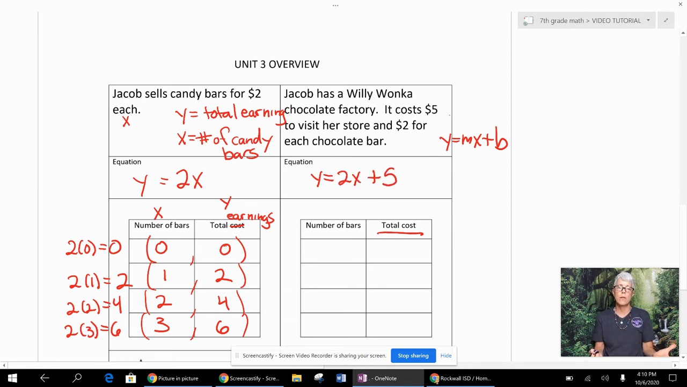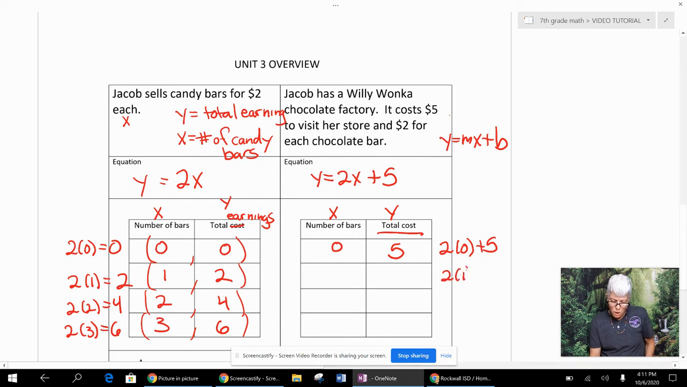Okay, so I'm going to show you how this equation works. 2 again is the cost of the candy bar. X is still the number of chocolate bars, and Y is still the total. We're going to call it the total cost this time. So this is my X, this is my Y. If I buy 0 chocolate bars, 2 times 0, I still owe Jacob $5 because I went into his chocolate factory. Even though I didn't buy anything, it still cost me some money.